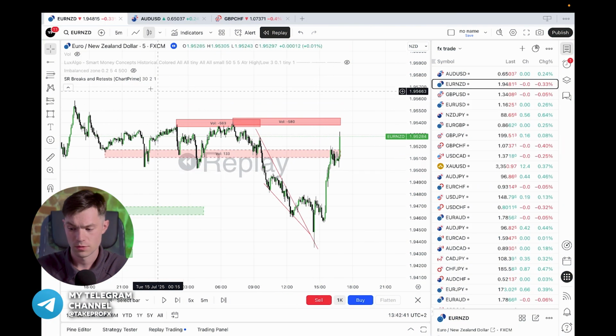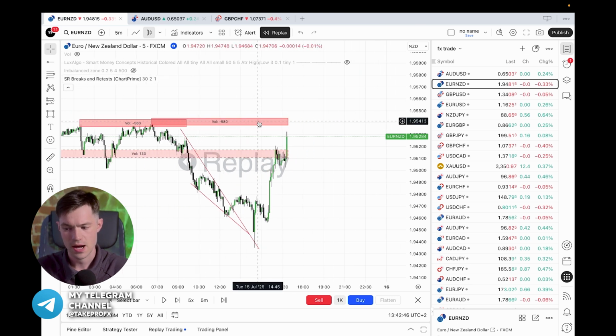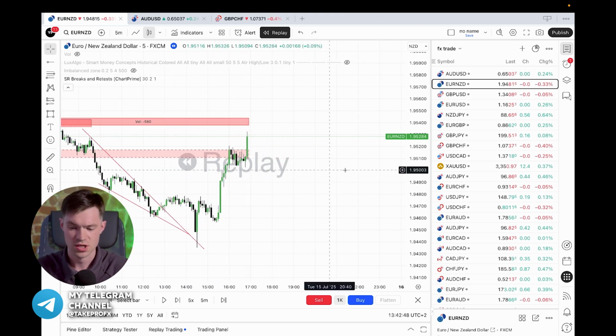Let us now move on to the trade. With the help of our indicator, we automatically see the upper zone of interest to which our chart is moving right now.